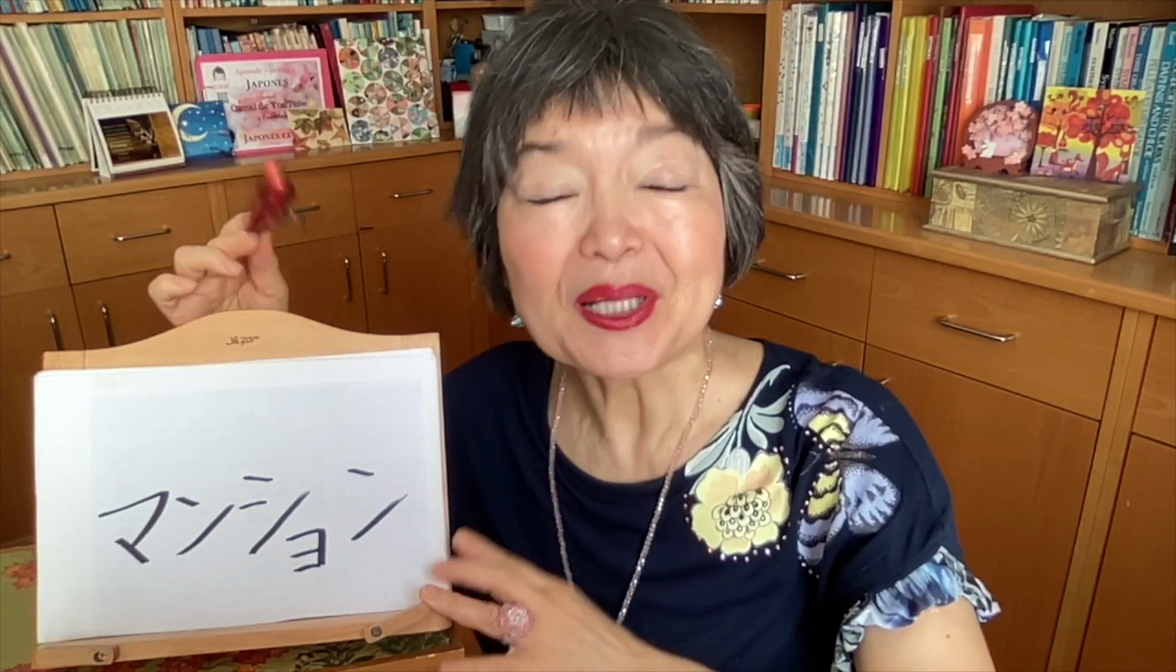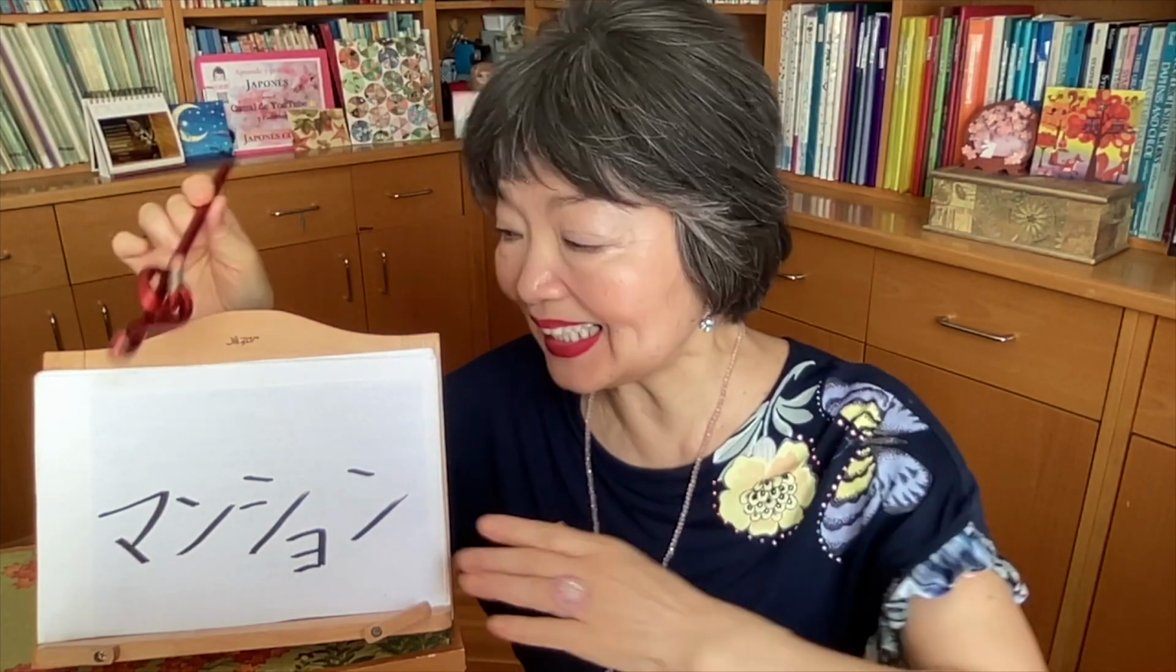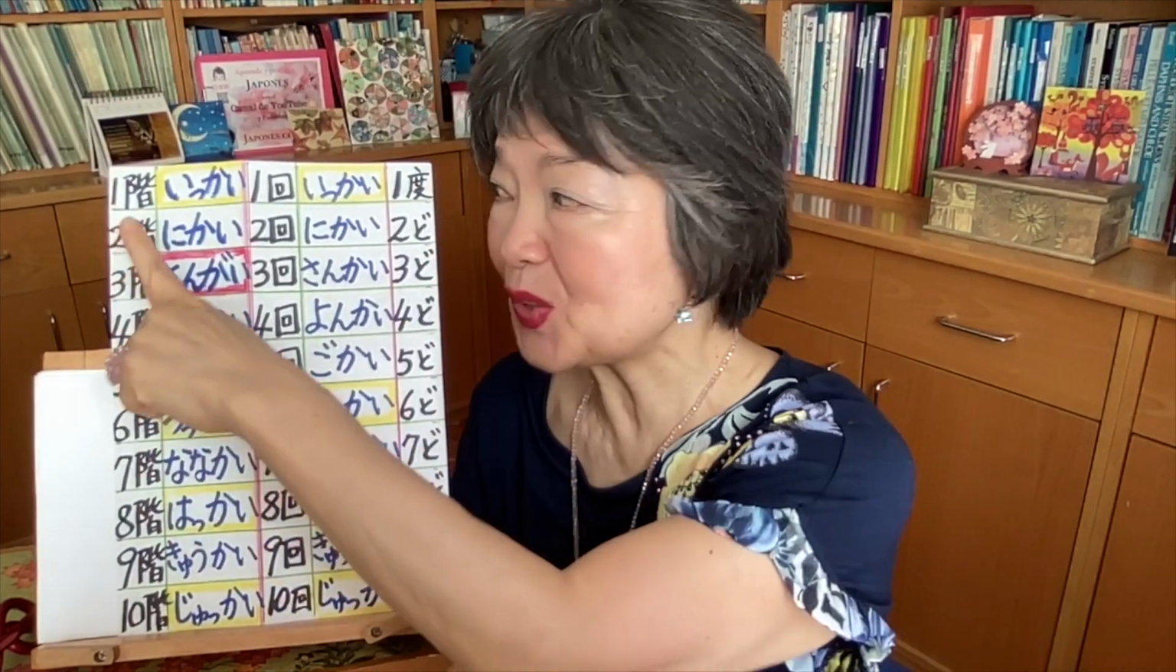This word, mansion. You may think this is a very big and beautiful house, like a mansion, but it's not mansion in English. When we say mansion in Japanese, this is a condominium building or a block of flats, an apartment block. This is mansion. The counter for the floors of the building, this is 1階, this one.